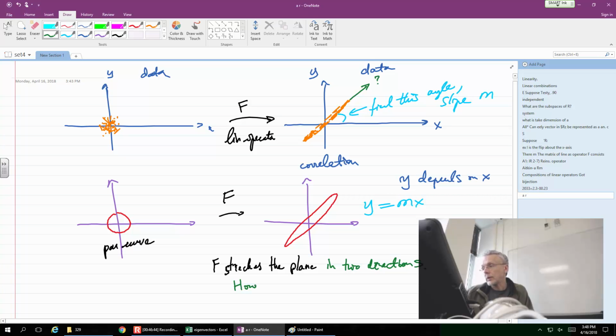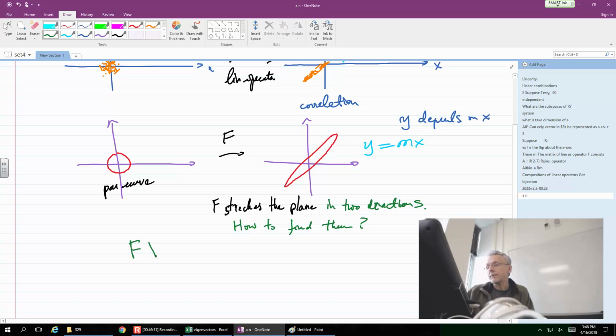So the question becomes how to find them. And the answer is actually uncomplicated, at least in the beginning. F v is equal to lambda v. This is my vector v, and it has been stretched by a lambda. Whatever happens elsewhere, we don't know, but this one vector stretches, period. That's the initial step. And lambda is called the eigenvalue of the matrix.